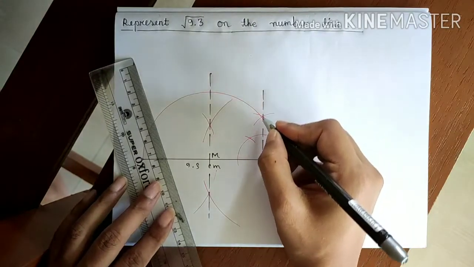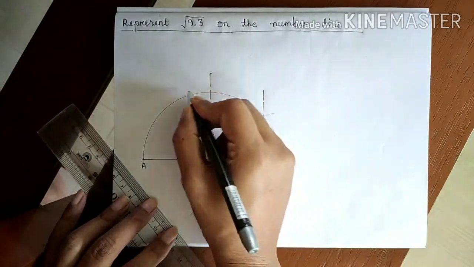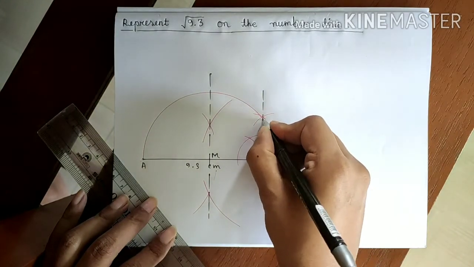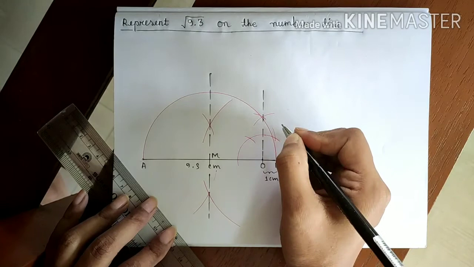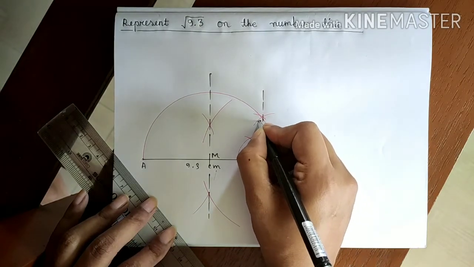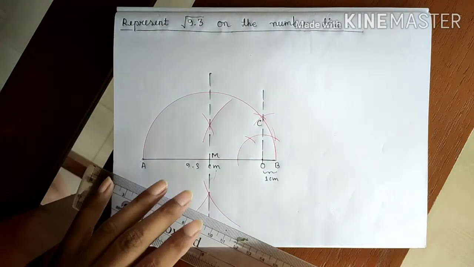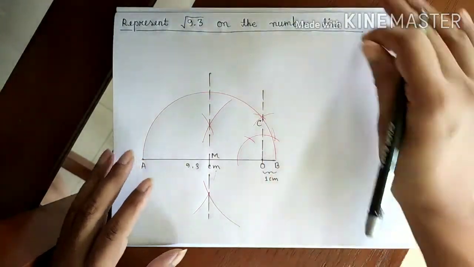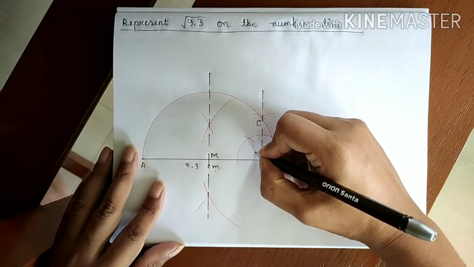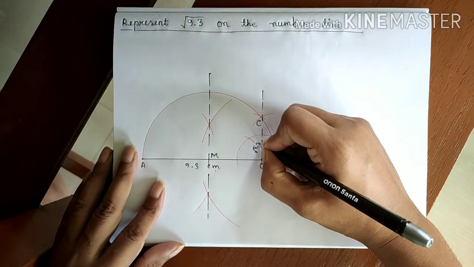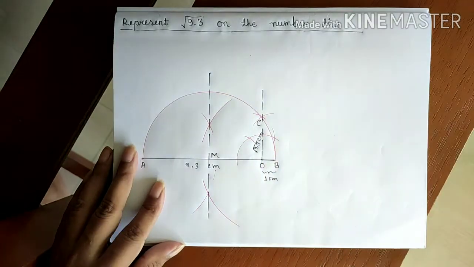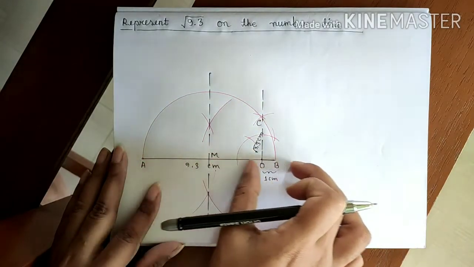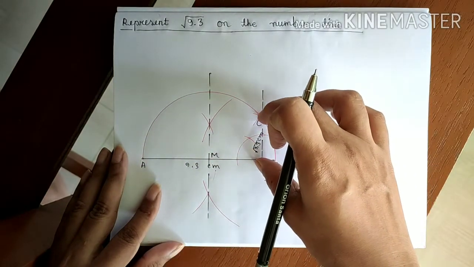This line is intersecting the semicircle at this point. Let us name this point as C. Now this OC is the line segment of length square root 9.3 centimeter, but we have to represent this on the number line. Here is the number line, and it is not yet on the number line.